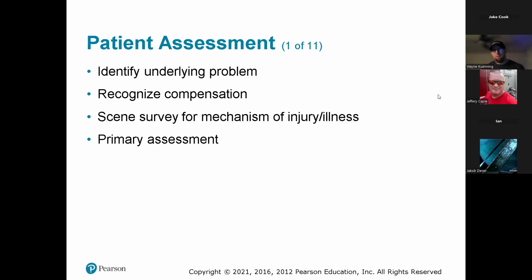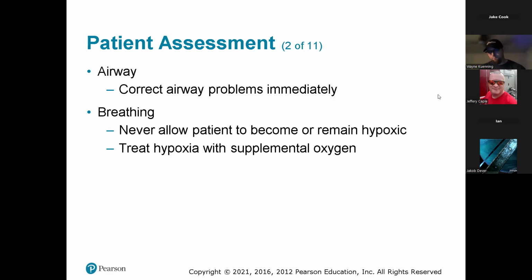Patient assessment keynotes: identify the underlying problem, and recognize whether they're in a form of compensation or not. Scene survey for mechanism of injury or illness. Obviously, anybody who was riding a moped who got hit by a car has high mechanism of injury, and a higher suspected need for further treatment than somebody who tripped and fell. But perform a good primary assessment and identify the underlying problem.